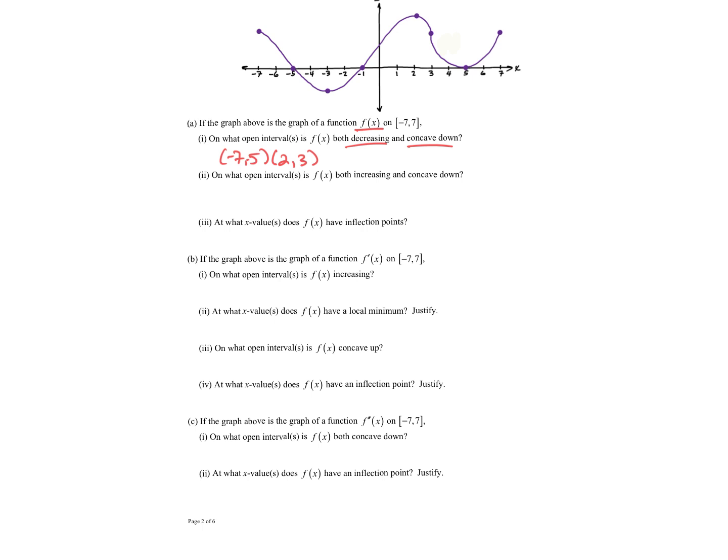All right, so let's keep going. Number 2. On what open intervals is f of x both increasing and concave down? All right. So now increasing means what? It's going up. And concave down means looks like that. And so where is it both increasing and concave down? -1 to 2.